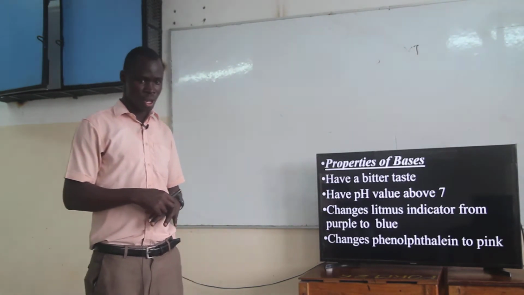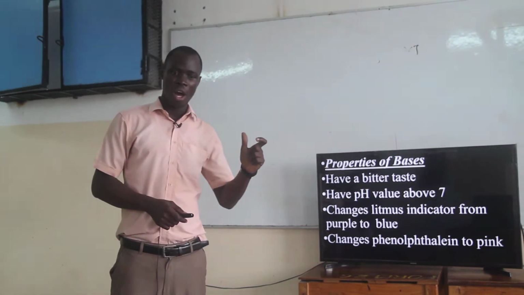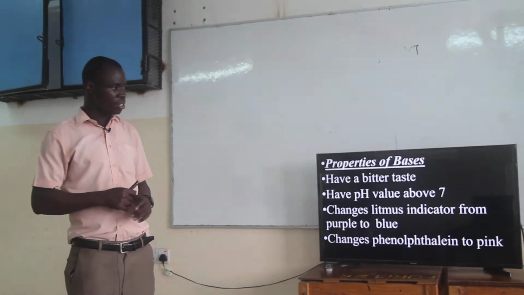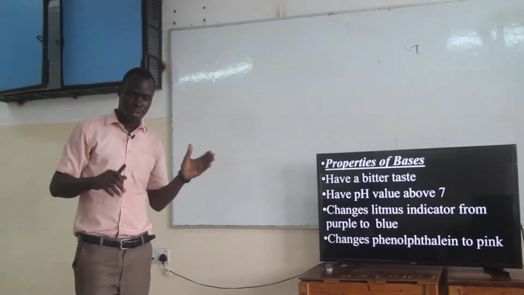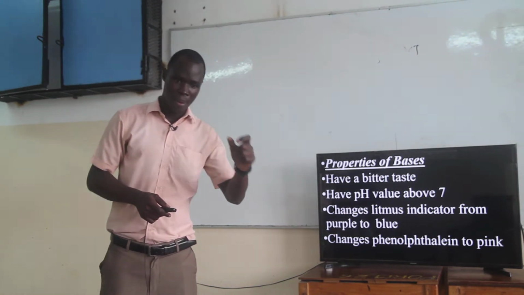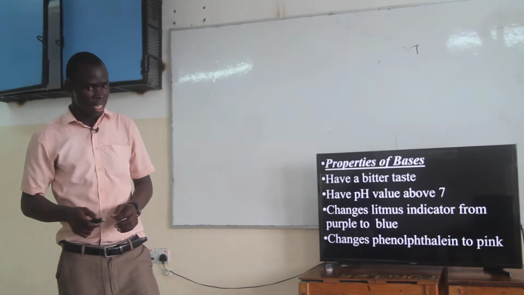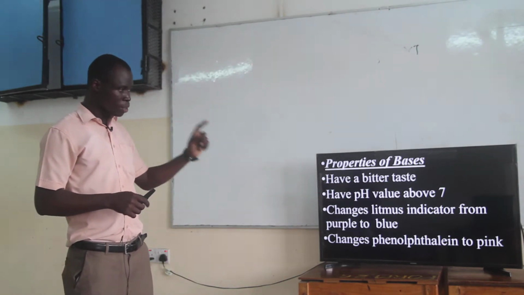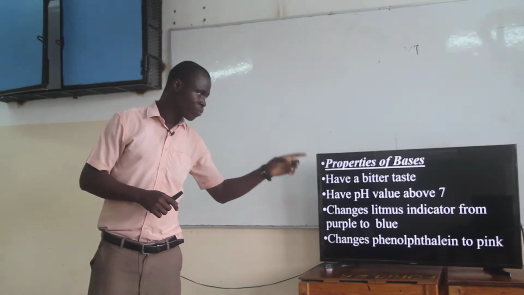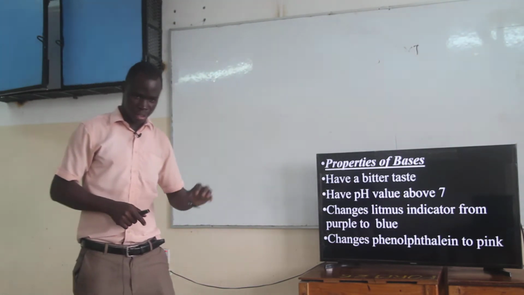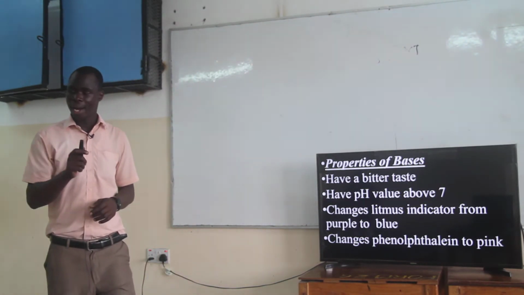Properties of bases. Bases have a bitter taste. They have a pH value above 7, that means from just above 7 to around 14 is where you find bases. They change litmus indicator from purple to blue. Remember, there's a difference between litmus paper and litmus indicator. Changes phenolphthalein from colorless.